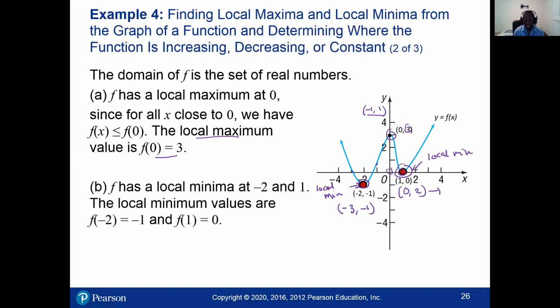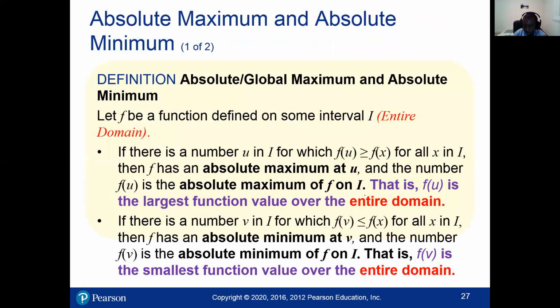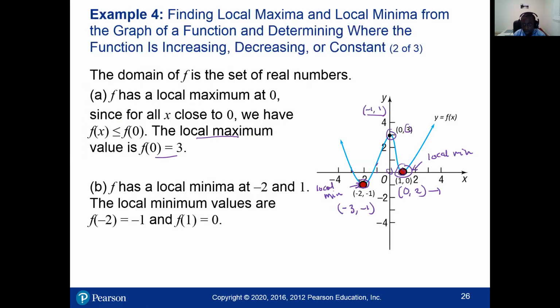Now, like I explained before, we have a local minimum at x equal to -2 and then x equal to +1. So f of -2 is -1, f of -1 is 0. So these are the local minimum values.